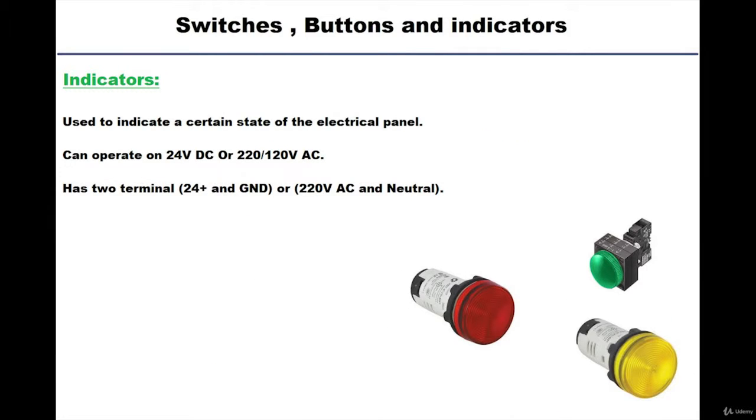Now, let's talk about indicators. Indicators are really simple devices. They contain a lamp and they have two terminals. So it depends on the rating. If it's an AC, you connect a phase and a neutral to it and it will turn on. If it's a DC, you connect the positive and the negative to it and it will turn on.